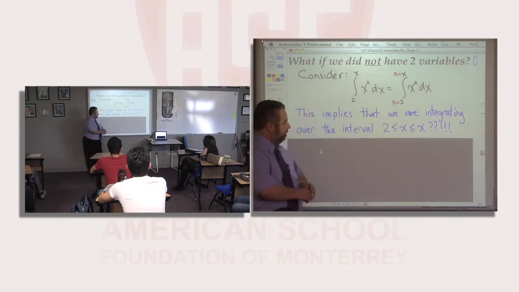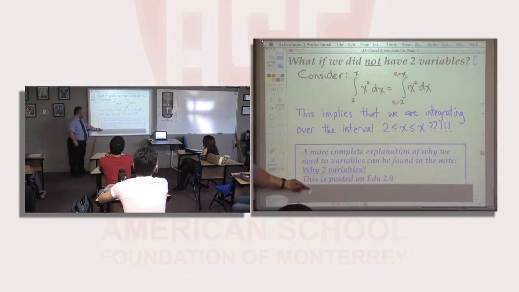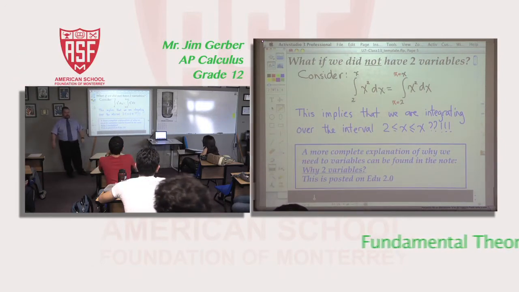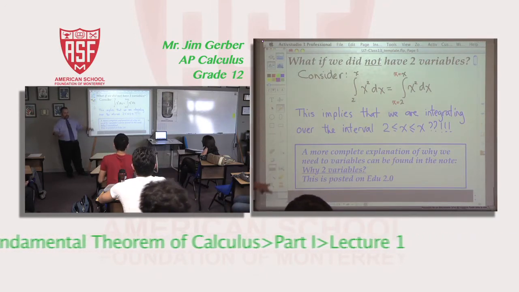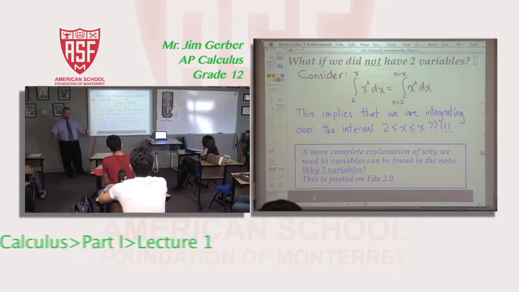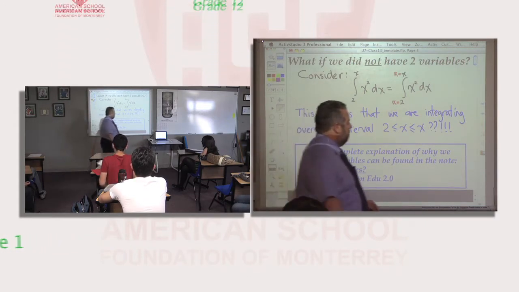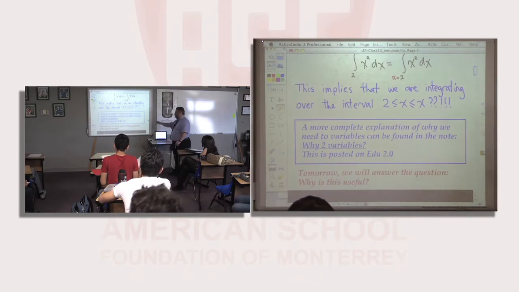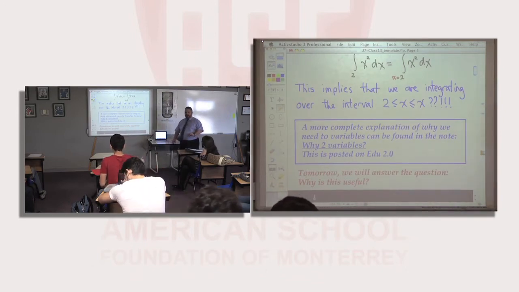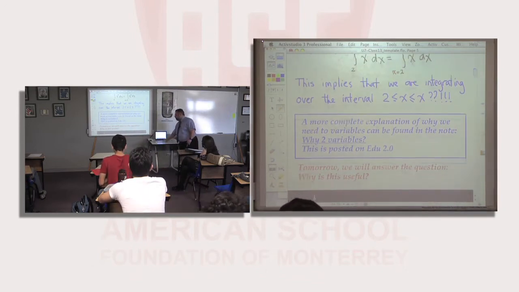Okay? I've got a more complete explanation of this posted on EDU 2.0, so you can read that. It's a couple of pages of why we need the two variables, if you're interested. If you're not, it's not really that crucial. Okay? Closure activity. Tomorrow we're going to answer the question, remember, why do we care? Okay? How does this help us?